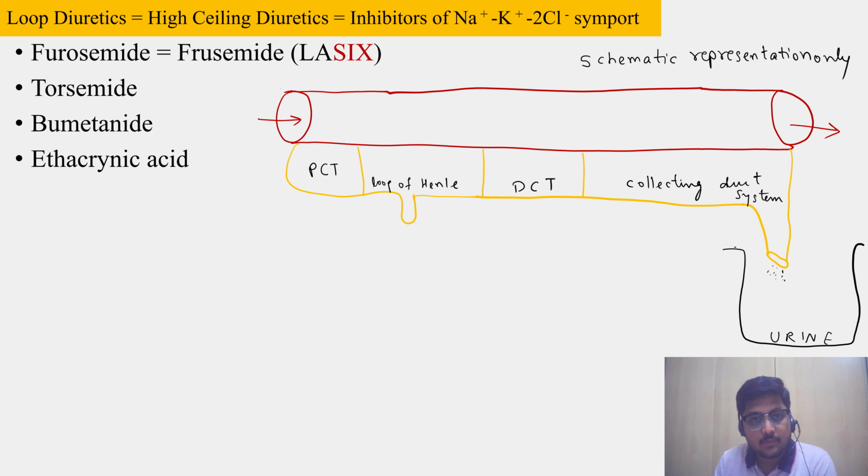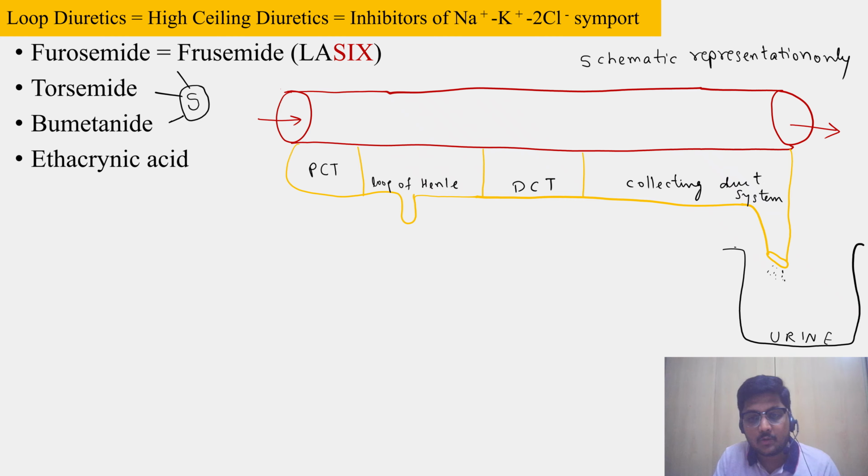Before discussing loop diuretics, we need to understand an important chemical point which is frequently asked in exams. That is, furosemide, torsemide, bumetanide: these three drugs have something in common. These three are sulfonamide derivatives. And ethacrynic acid is not a sulfonamide derivative. Ethacrynic acid is a phenoxyacetic acid derivative.